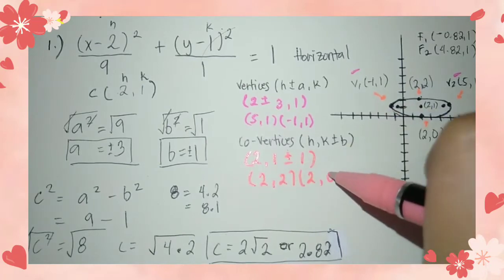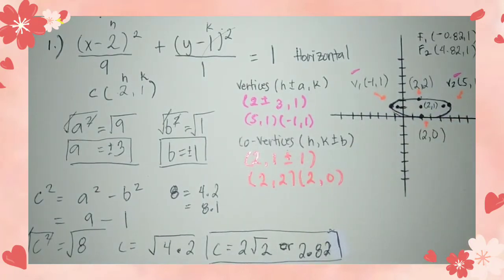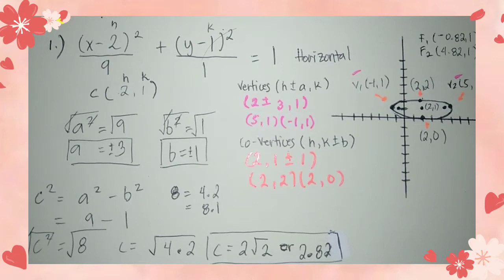And 1 minus 1 is 0. Okay, so let us check kung tama ba yung nakuha nating coordinates for our co-vertices. Positive 2 and 2. Alright, ito siya. And 2 and 0. So, ito siya. So, I guess, tama siya.